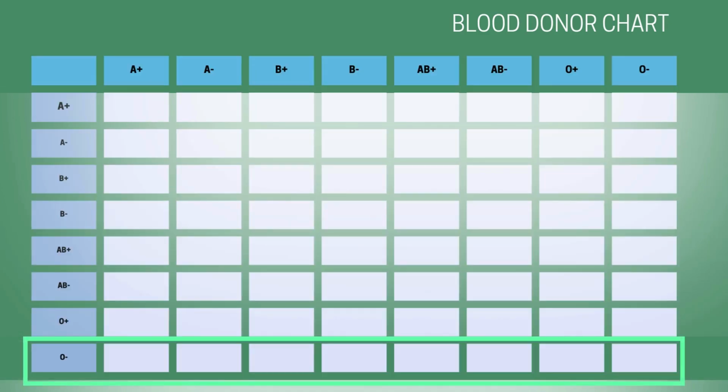Finally, we have O negative patients. This is the universal donor type for red blood cells, but when it comes to receiving blood, O-negative patients have the most limited options. They have no A, B, or Rh antigens on their red blood cells, so their immune system will react to any of those antigens if introduced. That means O-negative patients can only receive blood from other O-negative donors, no exceptions.